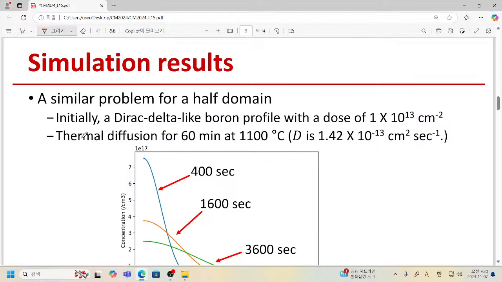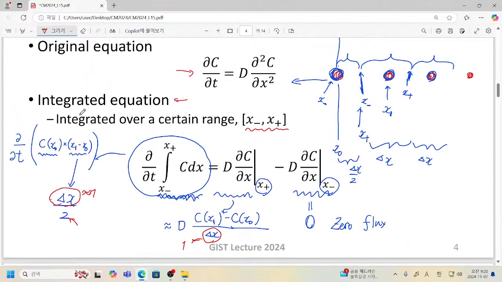Maybe one possible question is, okay, up to now we have introduced just the zero flux boundary condition. Then how about other cases? For example, some impurity atoms can escape from this silicon substrate and enter into air or gas, becoming a certain different species, and yes, be removed from our scene.